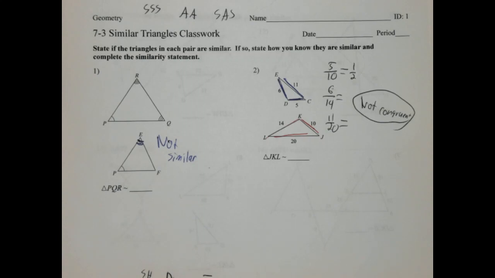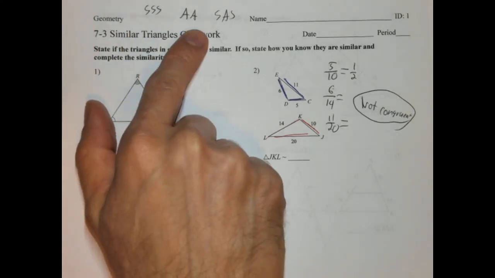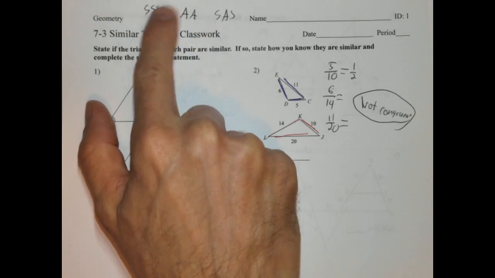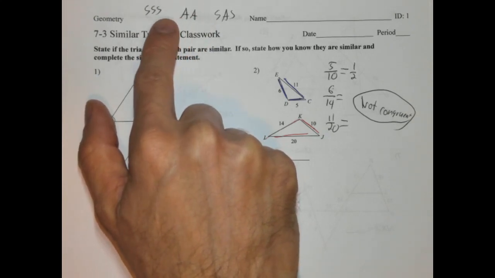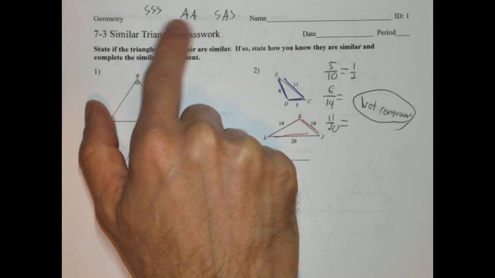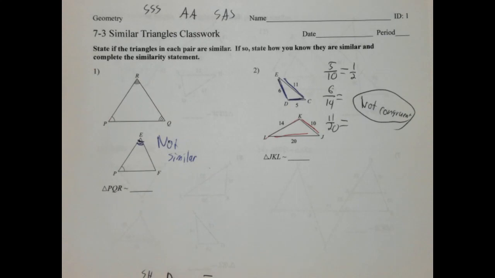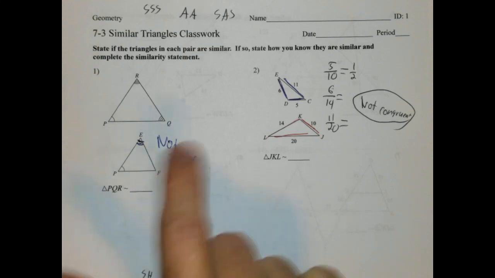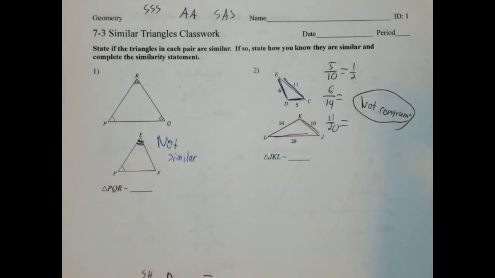So again, this is about similar triangles, and the three reasons triangles can be similar are side, side, side; angle, angle; and side, angle, side. When I say side, it doesn't mean the sides are congruent, but that they're proportional, which we'll get into in a moment. First part, it's asking us to state if the triangles in each pair are similar, and if so, state how you know, and then also complete the similarity statement. These first two are not similar, spoiler alert, and I'll show you why.